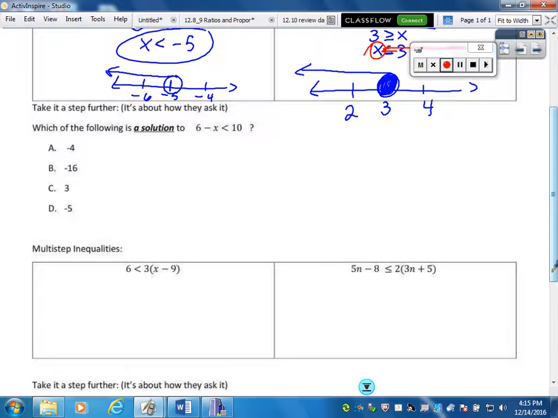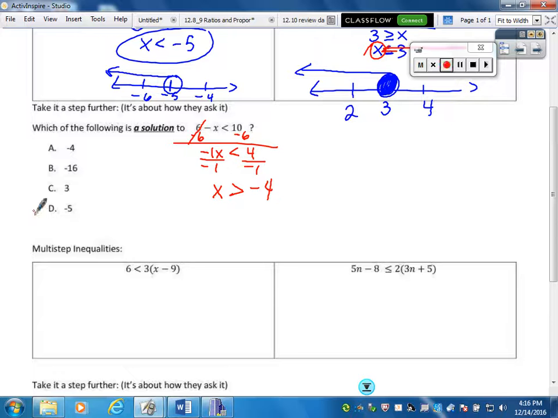So let's take it a step further. It's about how they ask this question. That's what I wrote right there. Which of the following is a solution to 6 minus x is less than 10? Most of us would probably start solving this problem right here. We'd subtract 6, leave our -1x sitting there, less than 4, and then divide by -1. Here's where we're dividing by a negative, so x is really greater than -4.